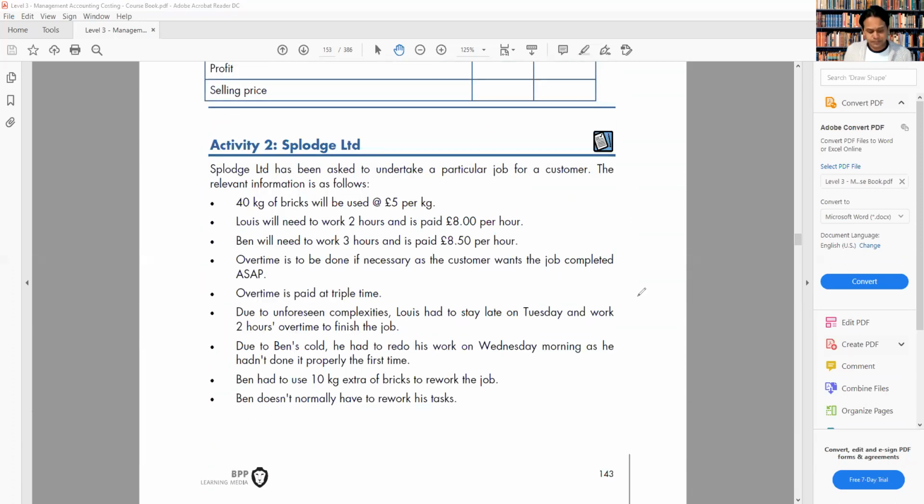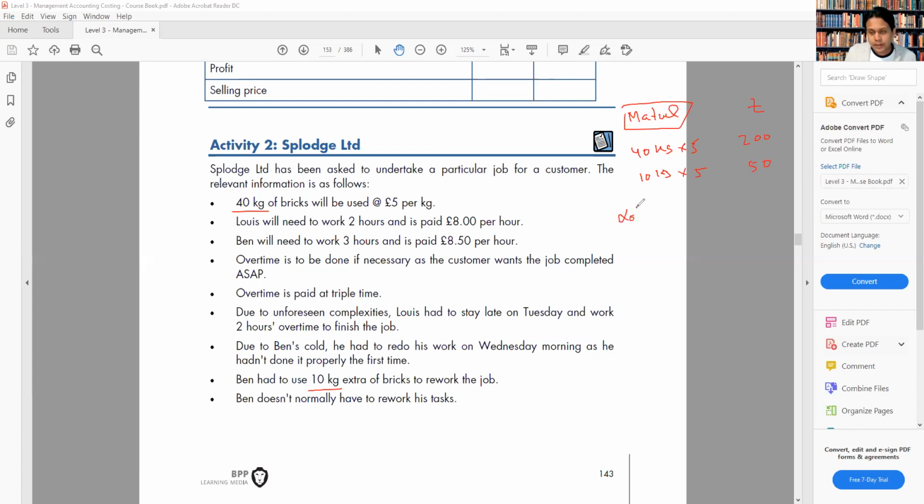We can do it in the corner. So first we do the material. The first thing is 40 kilo, that is issued 40 kilo, and per kilo is 5 pounds. So how much should be the total? 200. Then we use 10 kilo extra, so 10 kilo times 5, and that gives me 50. That's for the material.